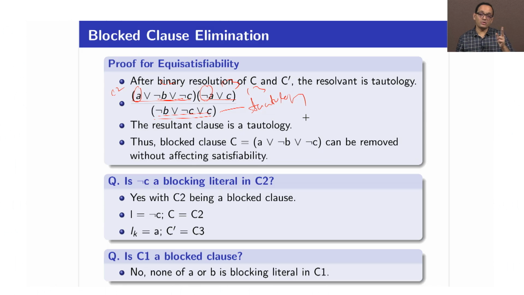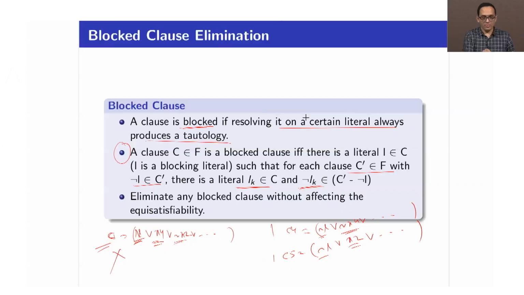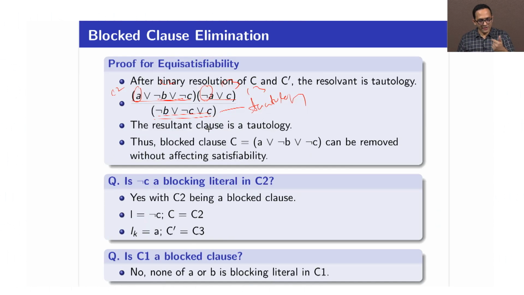Why? Because of C. What I told is that it also has another variable where L and not L are present. So when I combine two such clauses, it will always result in a tautology. That is why I can remove clause C2. I can remove the blocked clause because if I combine it with the other clause which has this L and not L, the resultant clause will always be a tautology, which is always true. So the clause which has the blocking literal is not contributing to the actual decision, and I can remove it.